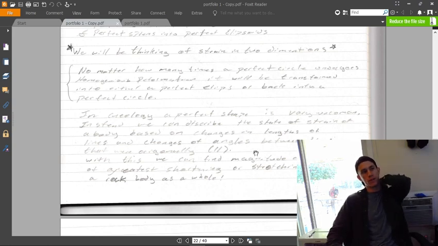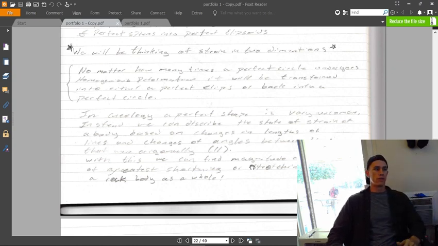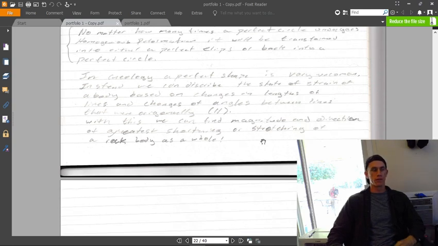You usually measure it by the lengths of lines, the changes of angles between those lines that were originally parallel, or finding the difference in angles between things that were perpendicular, just figuring out how things changed.